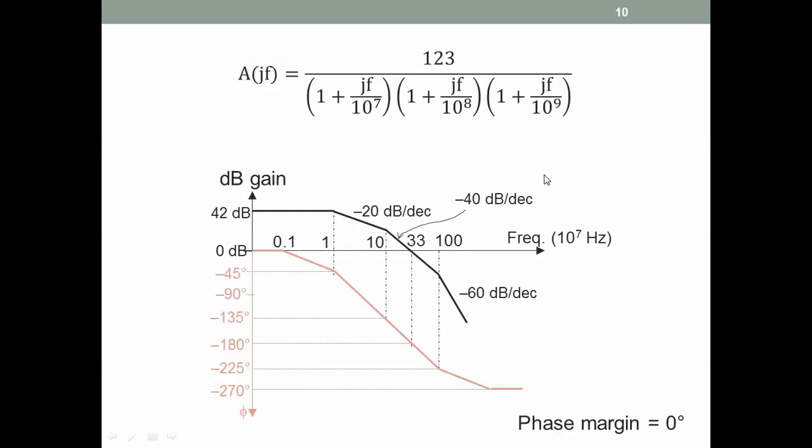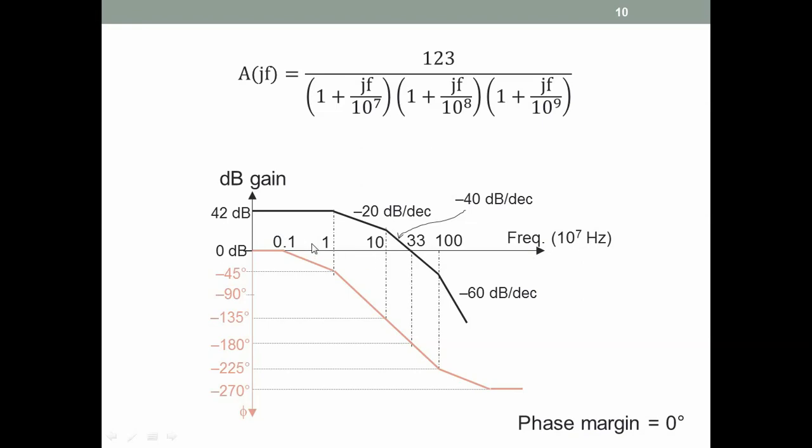So this is the Bode plot. The black line is the Bode magnitude plot. The orange, pink, whatever this color is, is the Bode phase plot. Now let's look at this for a little bit. So the frequencies are multiplied by 10 raised to 7.